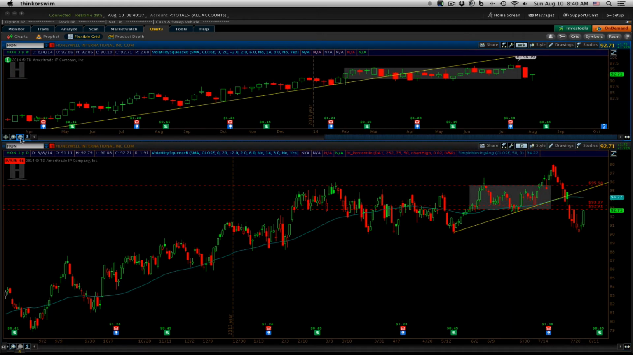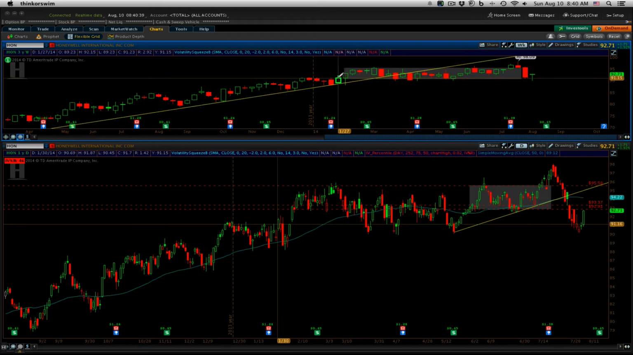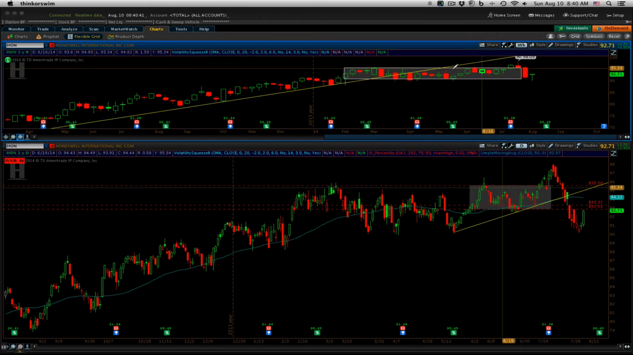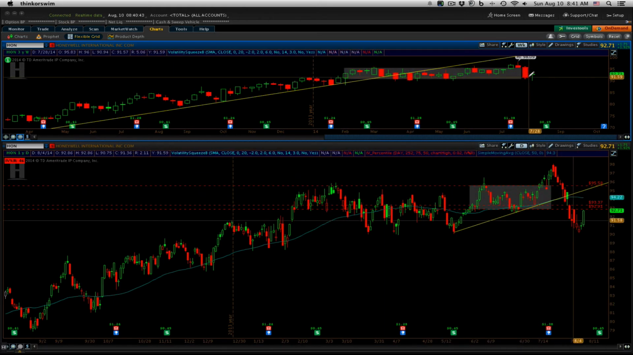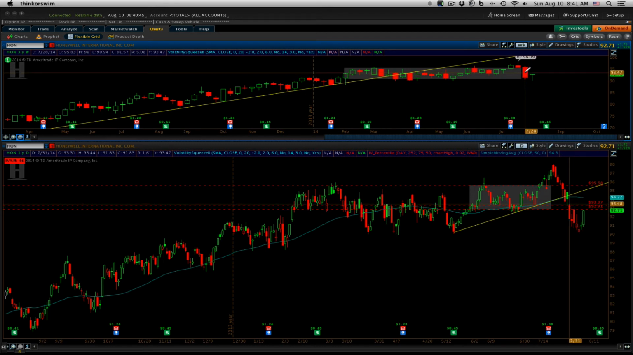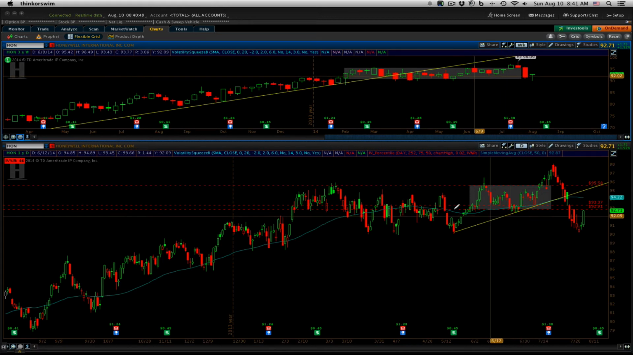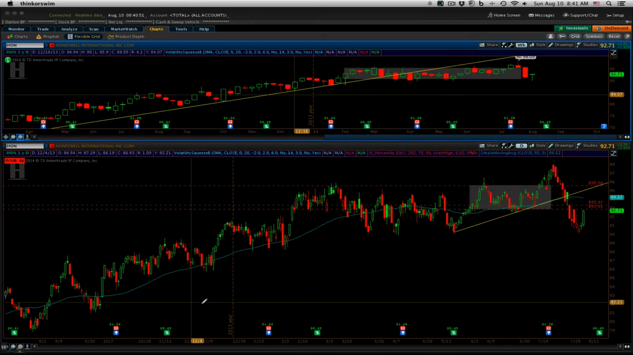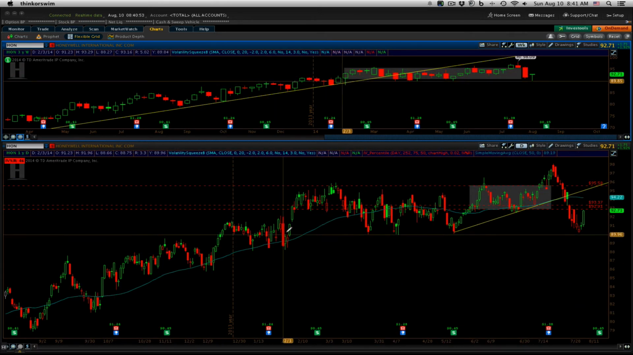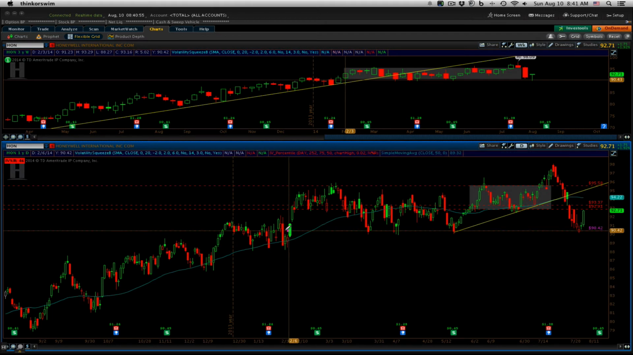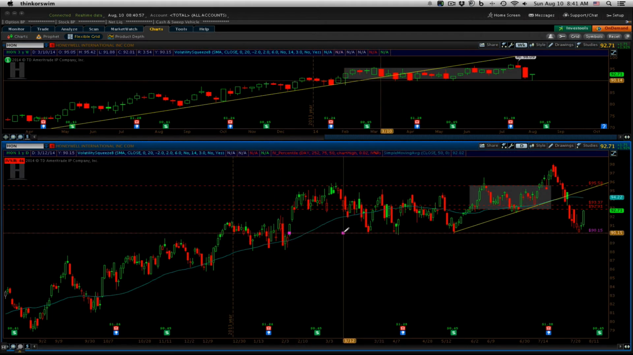We also knew that we were consolidating in this box. We broke out, and then we had to move lower. Of course, the move lower was not helped by the market. The market was very weak the week that we got stopped out. But sure enough, what happened with Honeywell is it came right back down to this support level.